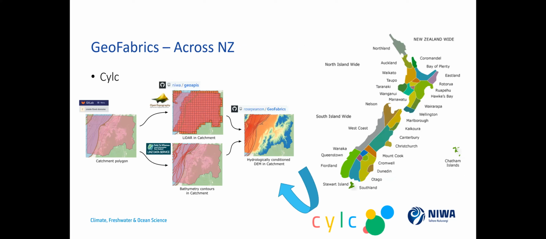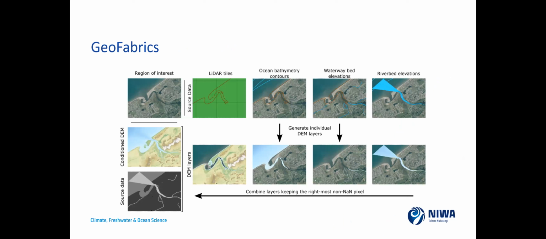So again, just going back to the big picture, we need to have some sort of tool that basically takes predominantly LiDAR and produces these hydrologically conditioned digital elevation models. And then we need to be able to do this all across New Zealand. And that's where Silk comes in, which I won't really be speaking about any more than that.